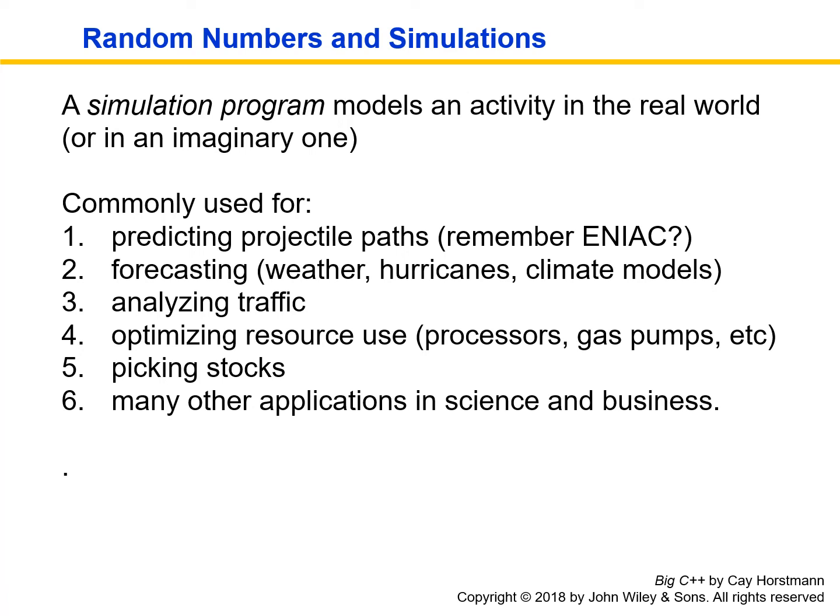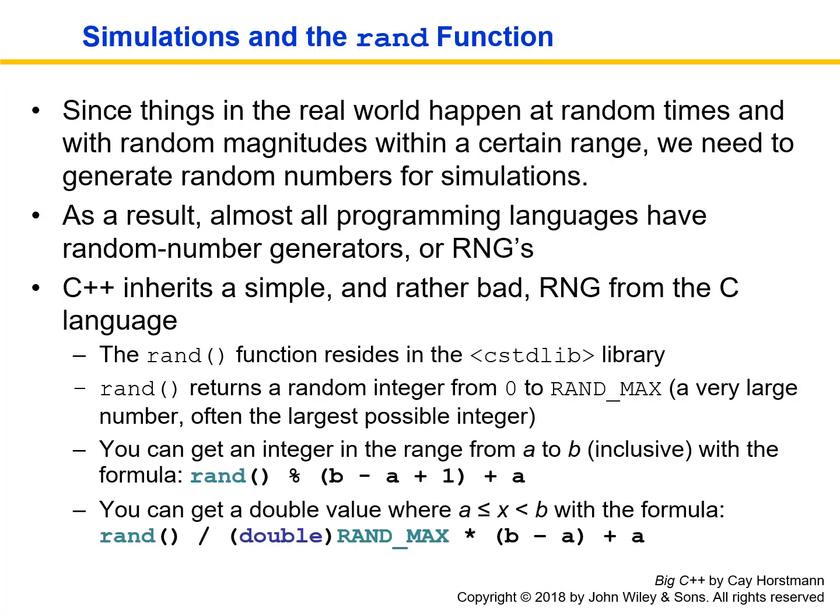There are simulations of the stock market that can be used to try to pick which stocks to buy. There are many other applications in science and business. Since things in the real world happen at random times and with random amounts, within a certain range, we need to generate random numbers for our simulations to seem real. As a result, almost every programming language out there has a random number generator. Most of them are pretty bad.